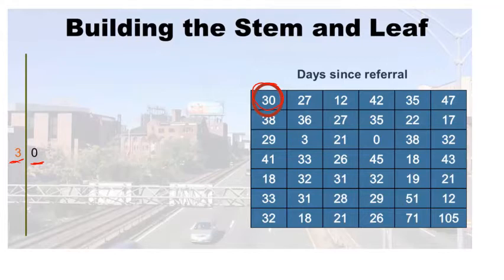As we build this stem and leaf plot, we're going to call this the 3-leaf. What this means is that every patient who had to wait about 30-something days to see their mental health practitioner goes here.